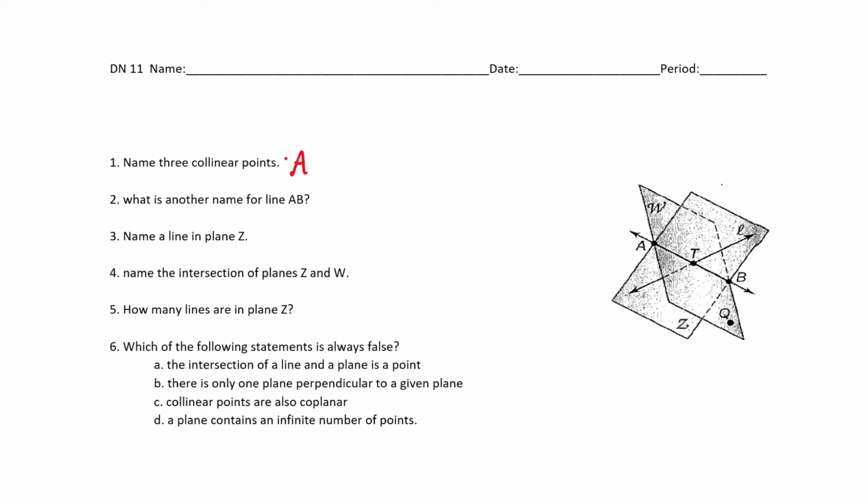Okay, so looking at the warm-up real quick. Name 3 collinear points. There's only one option here. What are the 3 collinear points? A, T, and B. Point A, point T, and point B. Okay, what's another name for line AB?